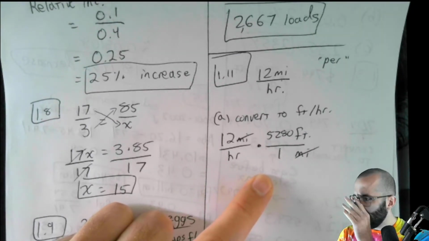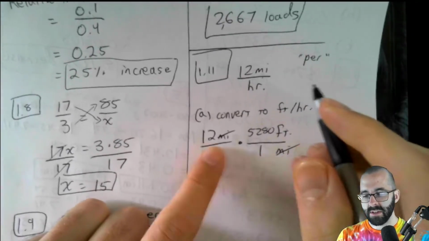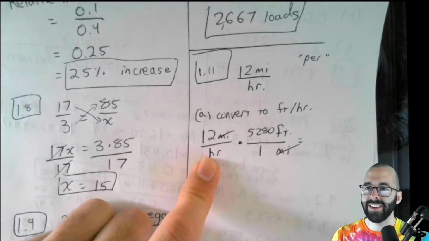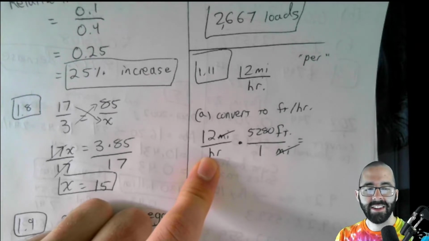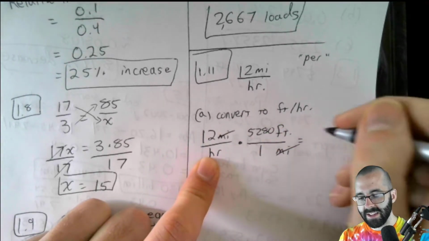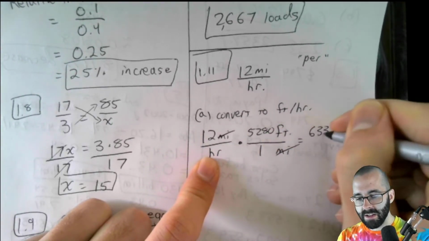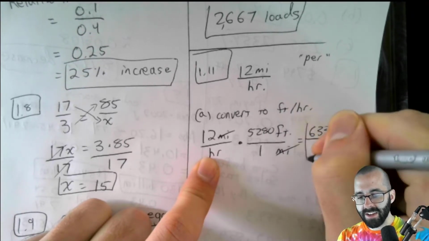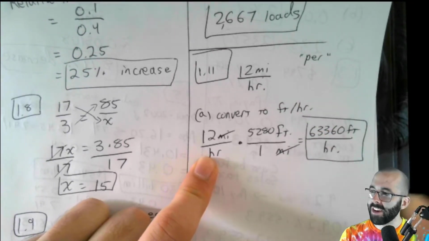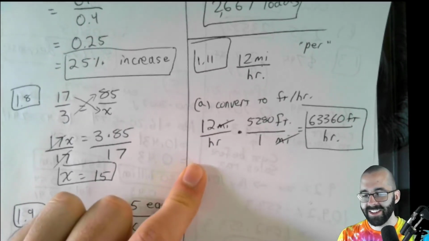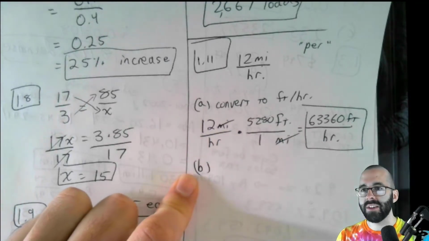All right. So if we multiply this all out, 12 times 5280 is 63,360 feet every hour. We are moving a lot of feet. Okay. And that's all there is to part A.